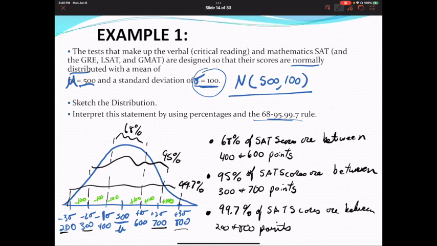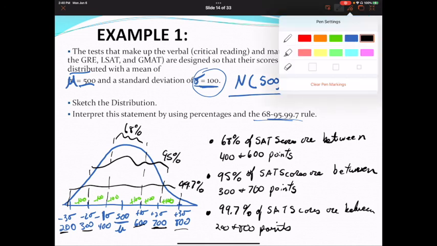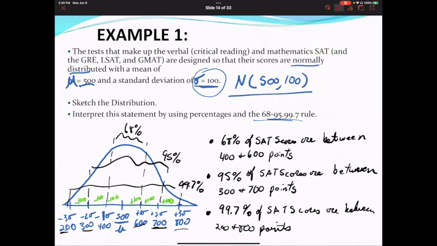This is great as long as I have data values that are a perfect standard deviation away from my mean. But my big question would be, well, what if I got a score of 662? What percentile would I be? What's the area to the left of 662? Like how many standard deviations is that away from the mean? And so for that, we're going to have to use something new, which will be the next video.